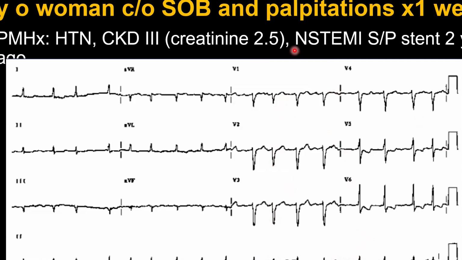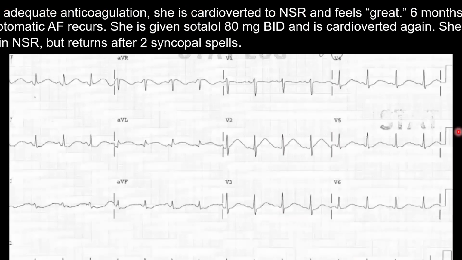Okay, so she's treated. Let's close this. She's anticoagulated, she's cardioverted to normal sinus rhythm and feels great. 6 months later, however, symptomatic atrial fibrillation recurs, and she was treated with sotalol, one of the antiarrhythmic drugs, 80 milligrams BID, standard dose. And then she was cardioverted again. She again felt well, but returned after 2 episodes of syncope. And her electrocardiogram is shown here on arrival.